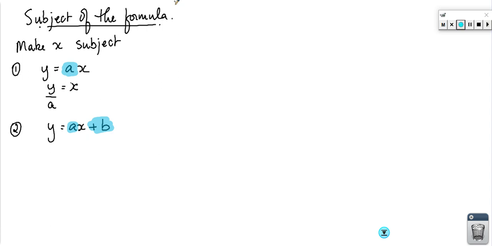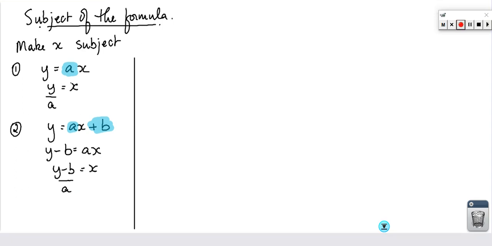So if it's brackets, indices, division, multiplication, addition and subtraction, we start from the last. So addition and subtraction have to be removed first in this case. So I have plus b, which is going to be moved to the other side. The operation is plus, so I'm going to subtract. So y minus b is equal to ax. Now I'm going to remove a, same thing as we did here. So x equals y minus b divided by a. And that is our second example.